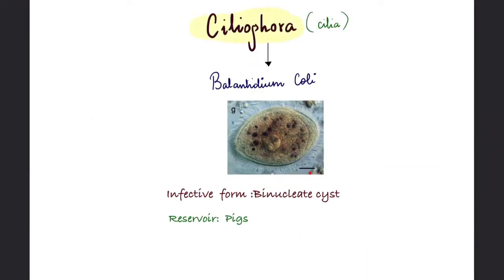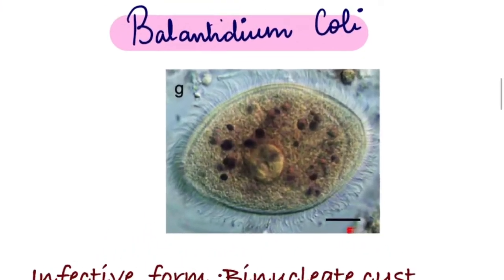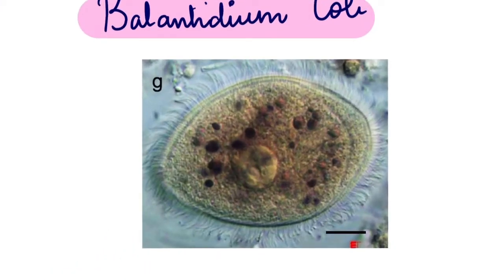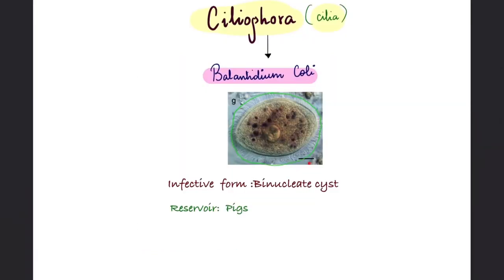Phylum Coeliophora has one specific feature, that is it has cilia. So we have only one organism under this phylum, that is Balantidium coli, and you can look at the slide, you will see cilia as it was mentioned. Other important points to be remembered about this parasite is that the infective form is binucleate cyst and the reservoir organism are pigs.